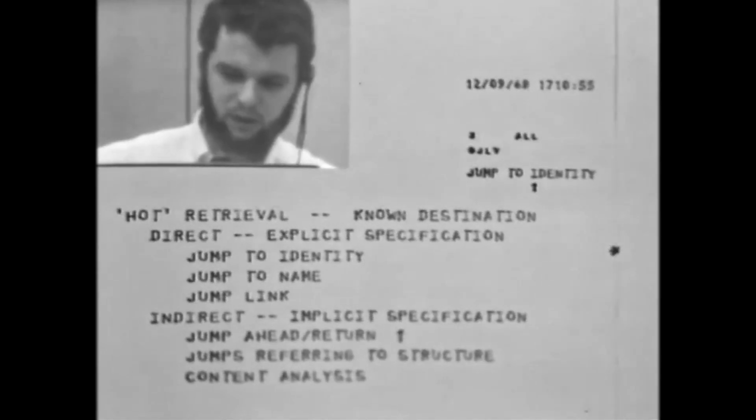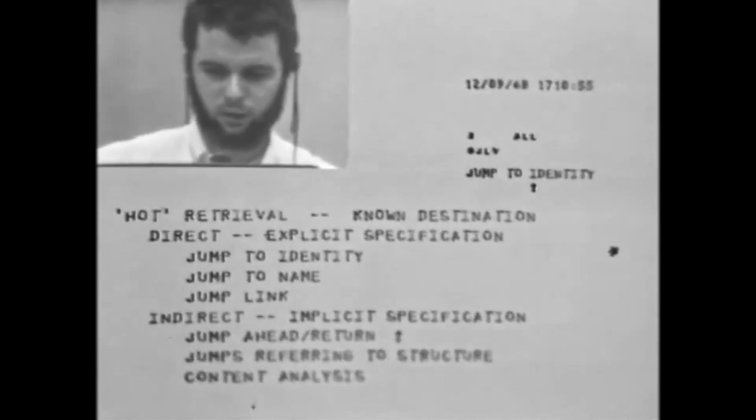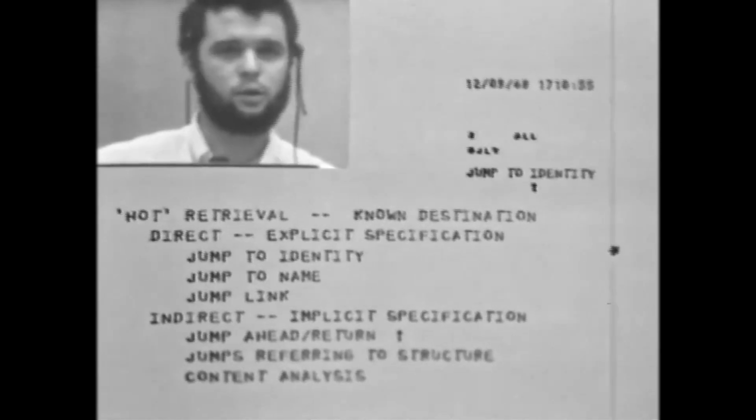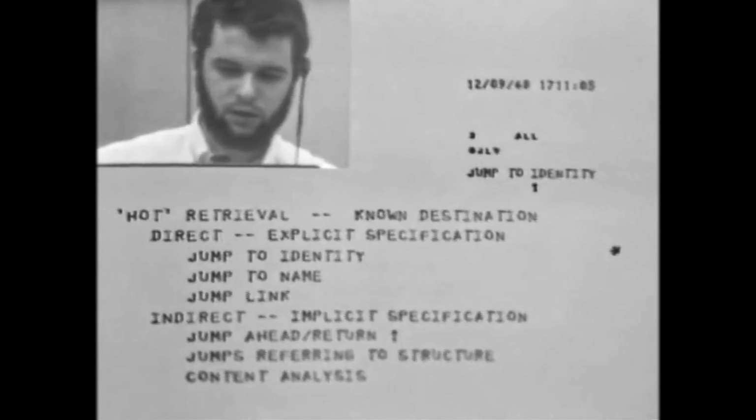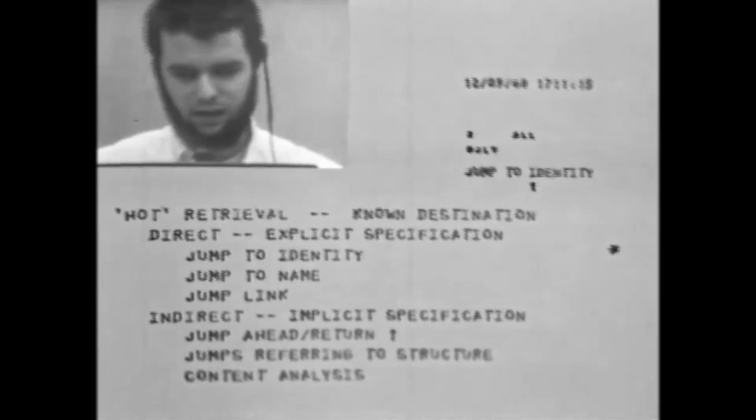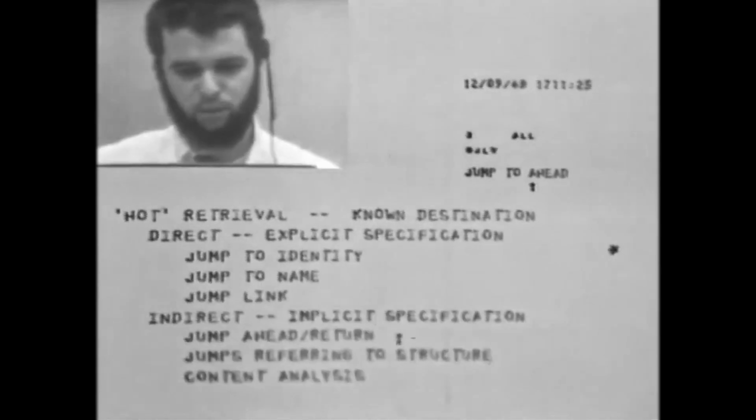For implicit specification, by this I mean using information that's been stored by the system in order to specify where you want to go. In the first case, the information has been stored in the form of a memory of what you've been doing recently, so that you're able to say, jump to the view that I just previously had. So I can say jump return, and it'll take me back to the view, or jump return, and I go to the view that I had just before that, or I can say jump ahead and move back down again.